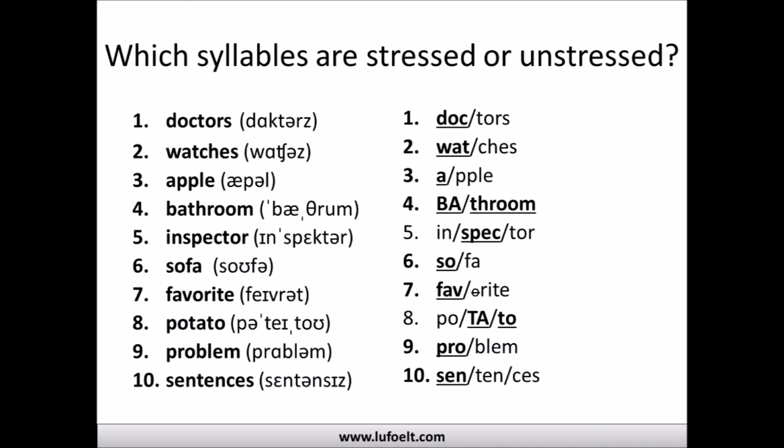Number 7, favorite. All right, so here this is another reason why this shows that IPA is very important. If you look at the IPA spelling of this word versus the normal spelling of the word, you'll notice that the O is missing. Okay, and this is what's called a silent syllable. So you don't even pronounce this if you're pronouncing the word correctly. All right, so you have the first syllable being stressed, and then in the second syllable there's a silent vowel, and it's unstressed. So favorite, favorite.